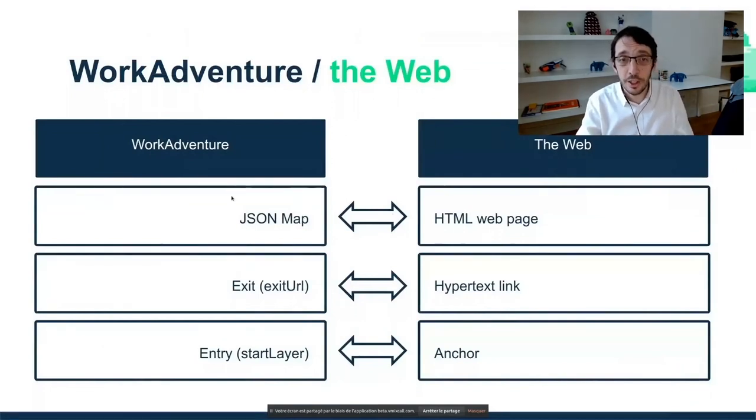Because if you think about it, WorkAdventure maps are JSON files that can be hosted anywhere on the web, just like HTML web pages. And exits and entries in WorkAdventure maps, they are mapping hypertext links and anchors on the web. And so that leads me to think of WorkAdventure not only as a platform, but rather as a browser. I see it as a browser of maps that could be anywhere on the web, a bit like a web browser enables you to navigate HTML web pages.